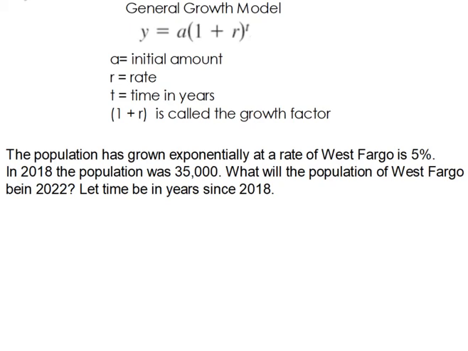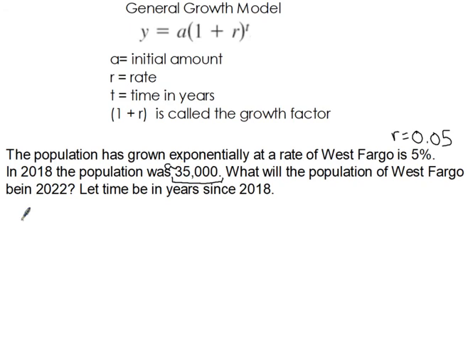So the population has grown exponentially at a rate of 5% in West Fargo. So there's your R, 0.05. In 2018, the population was 35,000. So there's going to be your A, your initial amount. What will the population of West Fargo be in 2022? Let time be the number of years since 2018.